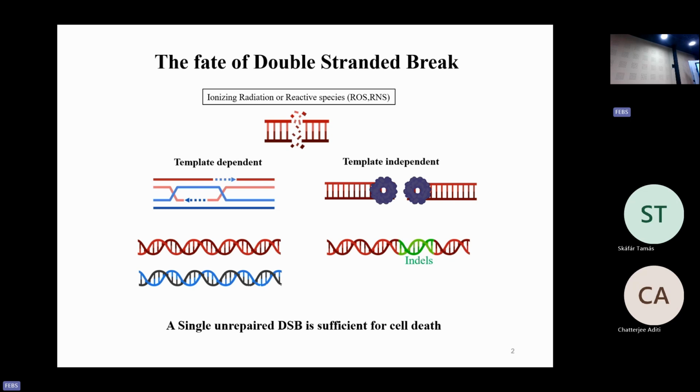A DSB can be introduced into the genome by ionizing radiation or endogenous factors such as ROS or reactive nitrogen species. Once introduced, a single DSB is sufficient to kill a cell. For that, the cell has two specific mechanisms. One is template dependent, where there is a need of an extra copy of the genome to repair this damage, such as homologous recombination. And the other is template independent, or non-homologous end joining, where there is no need.